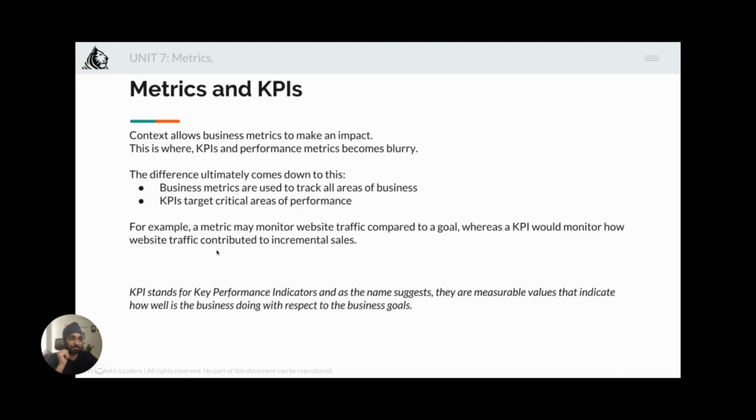For example, a metric may monitor website traffic compared to a goal, whereas a KPI would monitor how website traffic contributed to incremental sales. Right, that is a critical area of performance. So a metric is just monitoring website traffic compared to a goal. We were aiming at getting a million visitors in a month. Whereas a KPI would monitor how website traffic contributed to incremental sales. So, out of this million visitors, how many actually contributed to a new sale in this month? That's the incremental sale, right?